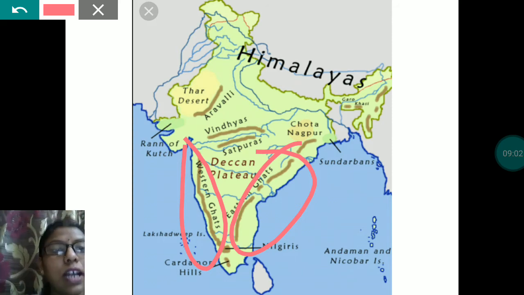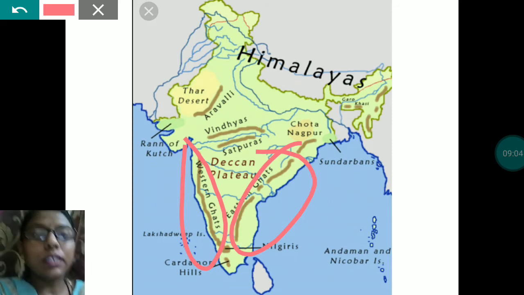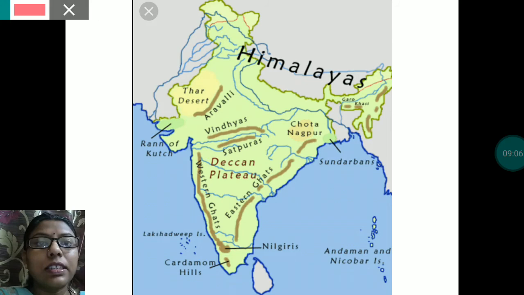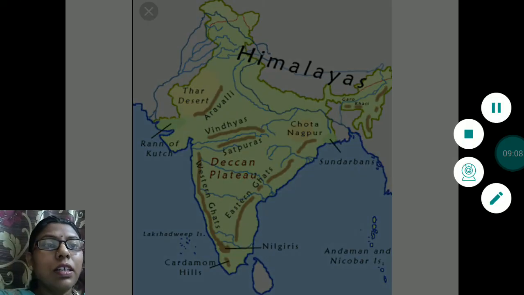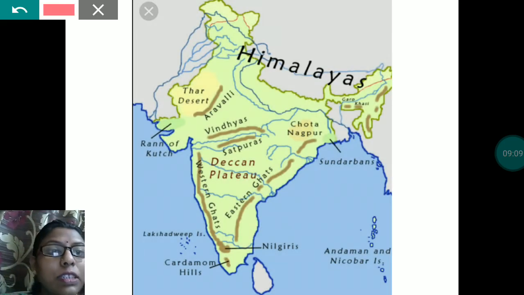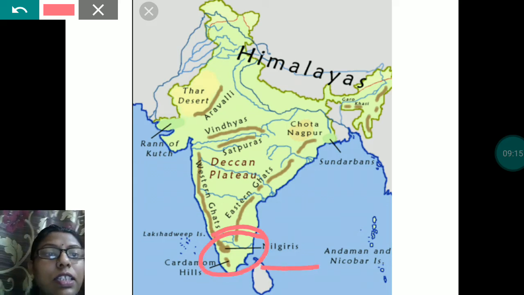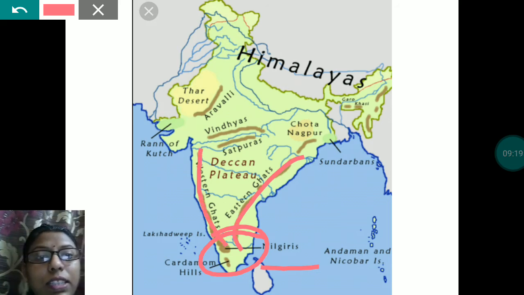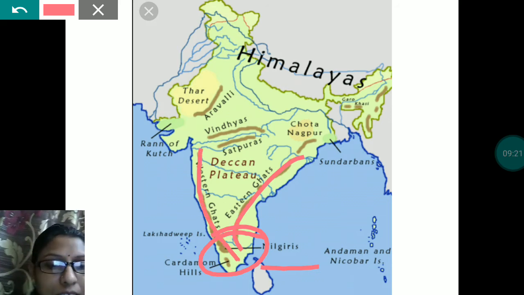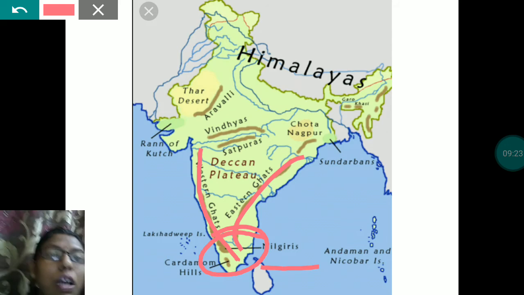And these two, the Eastern Ghats and Western Ghats, meet at the Nilgiri Hills. Here, this one is the Nilgiri Hills. So the Eastern Ghats and Western Ghats meet at the Nilgiri Hills in the south.